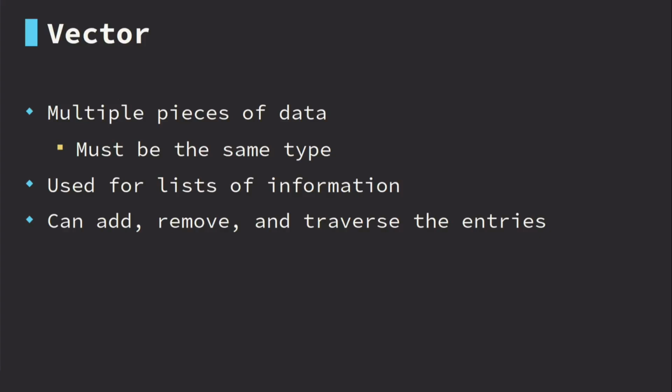So if you have, for example, a grocery list, you can store a list of all your groceries within a vector. Vectors allow data to be added and removed, and you can also easily traverse the entries of a vector to work with the data.